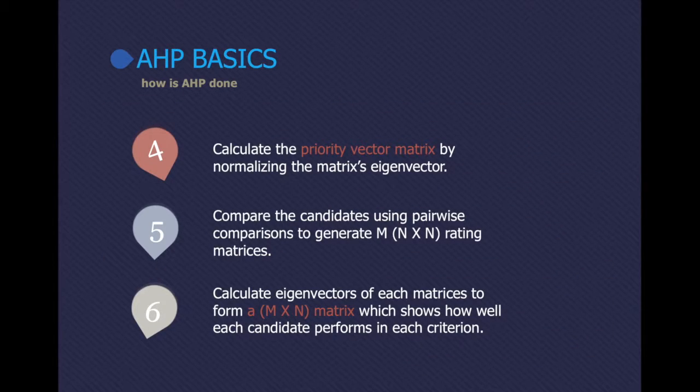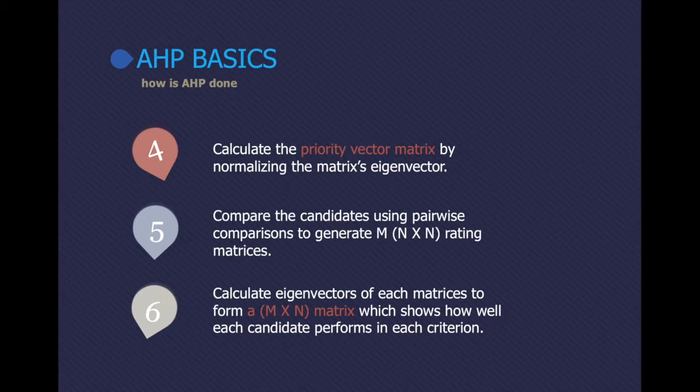Next, we do some math to calculate the priority vector. This priority vector shows us which criterion has the highest influence in making the decision. After figuring out which criterion is the most important, we will again compare the candidates using pairwise comparisons to decide how well each candidate does over the other in terms of each criterion.